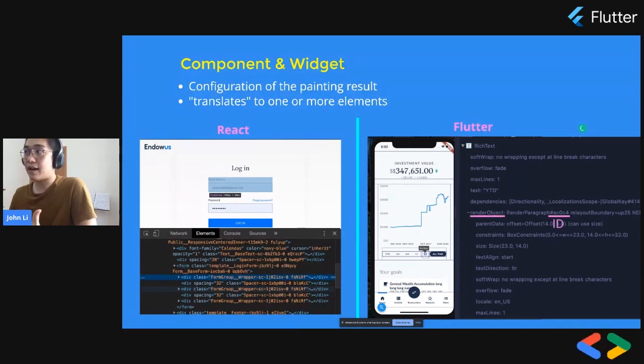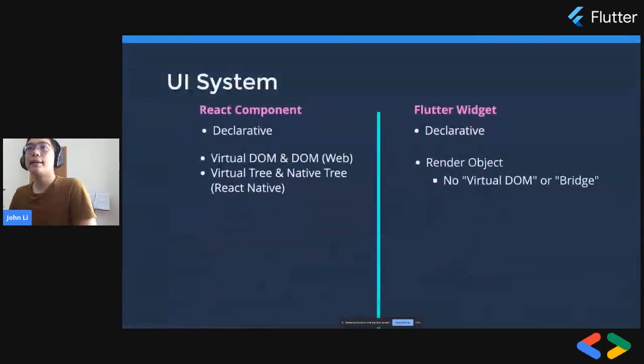And every render object in Flutter has a unique ID. You can use it to locate your widget. You can use it to observe whether your widget has been re-rendered or destroyed.